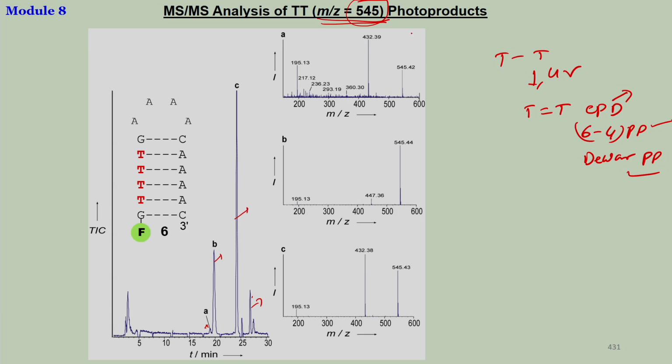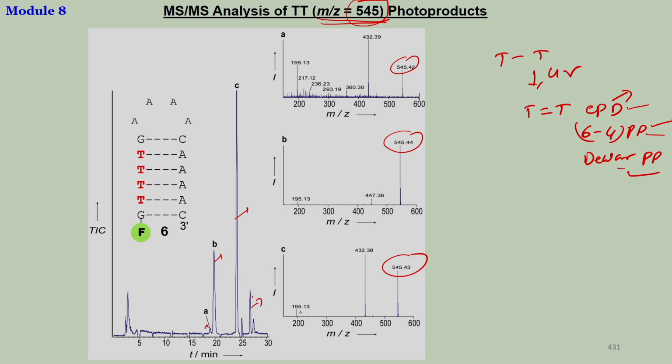And this is the MSMS pattern for A, this small peak here, this is the pattern for B, this is the pattern for C. All of them have the mass 545, and these are the fragmentations of this mass. So, if you see the three fragmentations, all of them are 545, but their fragmentation patterns are very different, which basically means they are not the same molecules; they are isomers, maybe CPD, maybe 6,4, maybe Dewar.